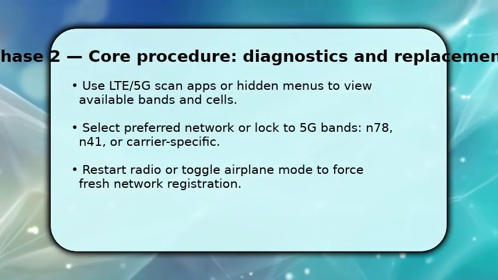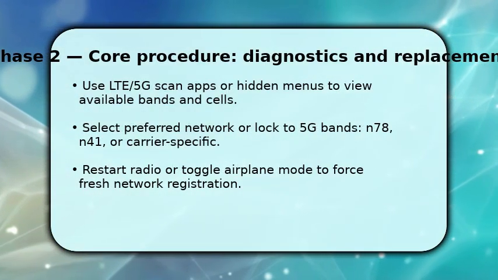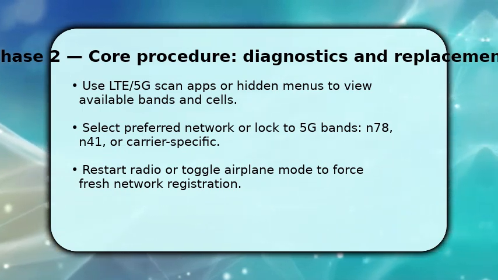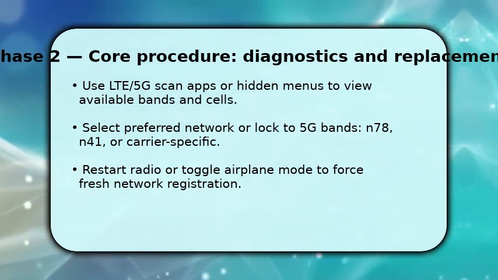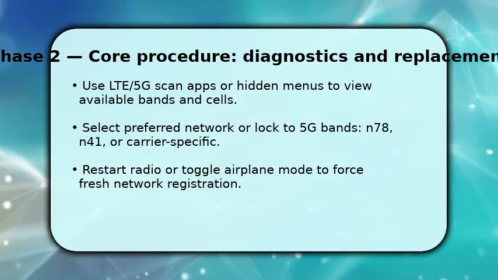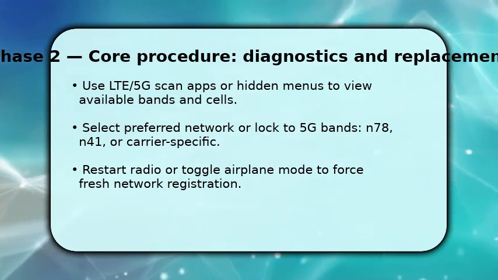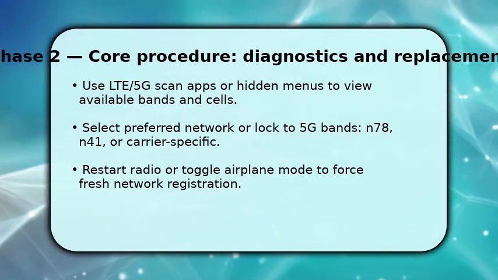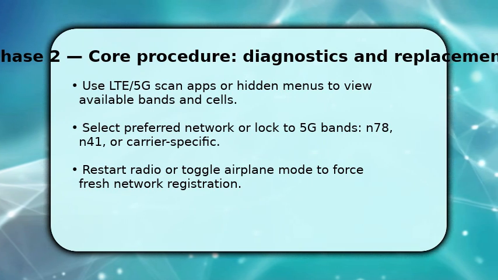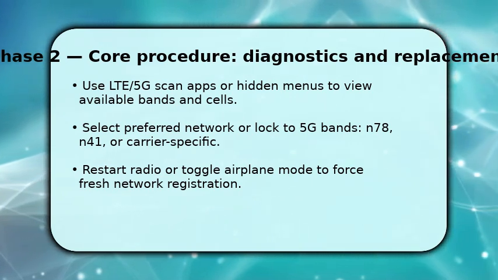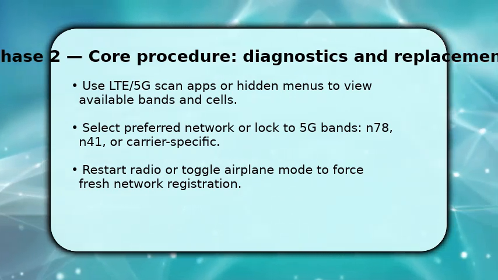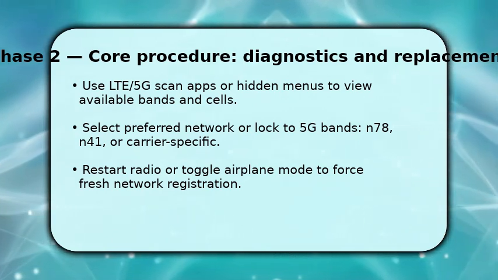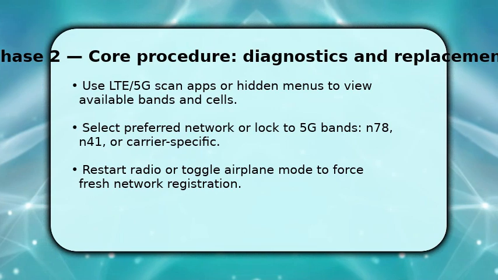Now you perform a targeted scan. Use a Network Info app or the phone service menu to list available cells and bands, because Jio often uses specific N-series bands. Once you identify a Jio 5G cell, set preferred network to 5G or lock the device to the desired band. This prevents falling back to 4G while testing. After changing preferences, restart the radio or toggle airplane mode to force a fresh registration, so the network assigns a 5G connection instead of defaulting back to LTE.